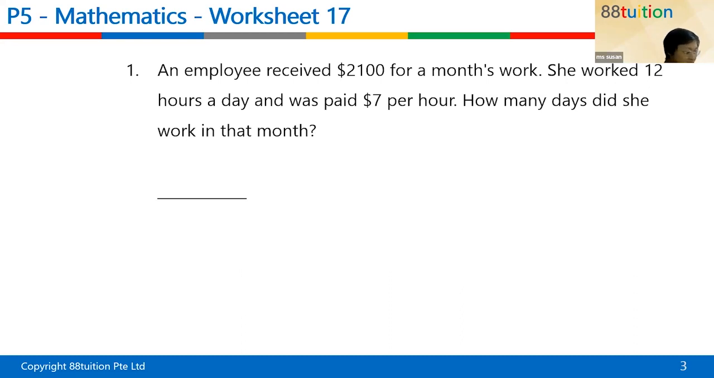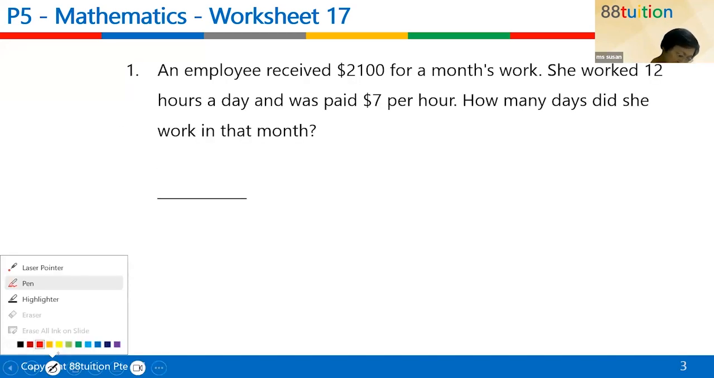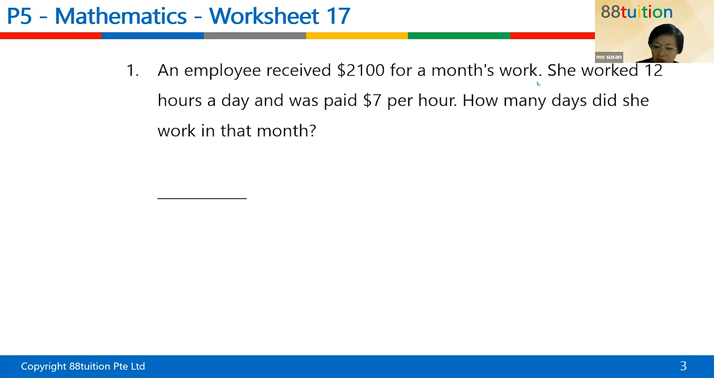Okay, let's start. An employee received $2,100 for a month's work. That means for what he is paid for working. He worked 12 hours a day and was paid $7 per hour. How many days did she work in that month?